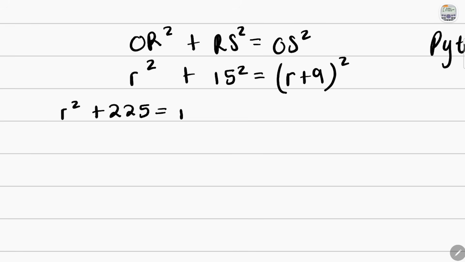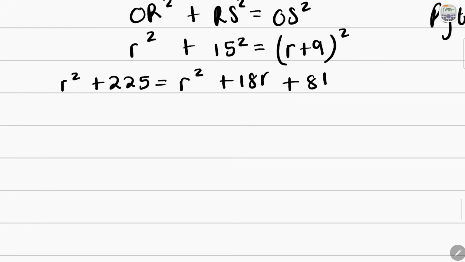So square the first term, that's R squared. Square the last term, it's positive 81. First term times second term is 9R. Then just double this. So multiply by 2, which is positive 18R. Okay, so this is what we have.